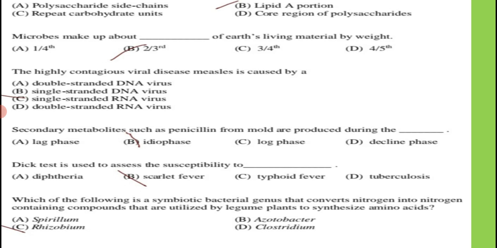The other options, Spirillum, Azotobacter and Clostridium, are also examples of nitrogen fixing organisms, but they don't have a symbiotic association with a partner. So option C is the answer to this question.